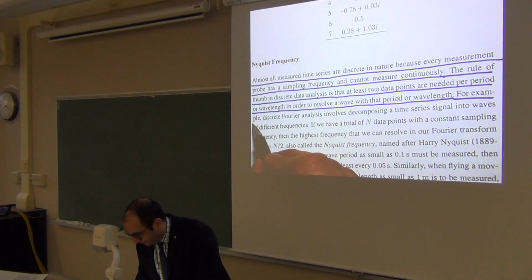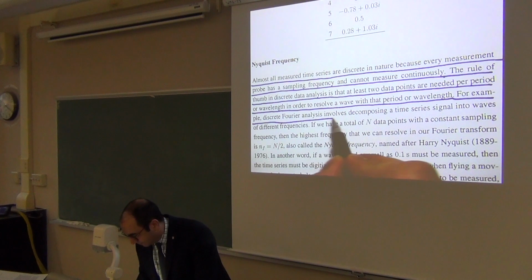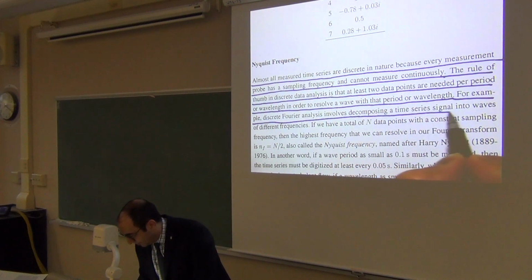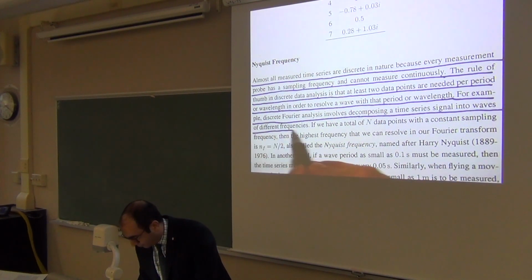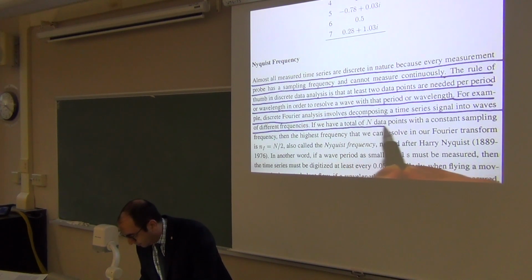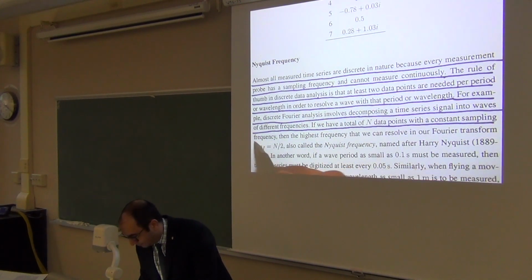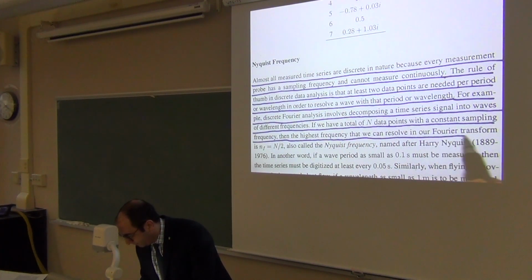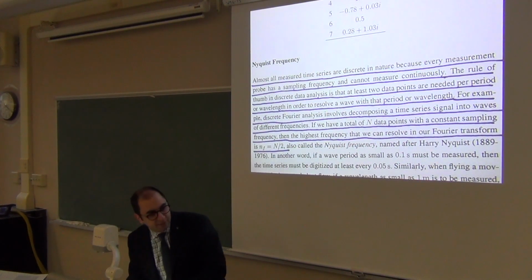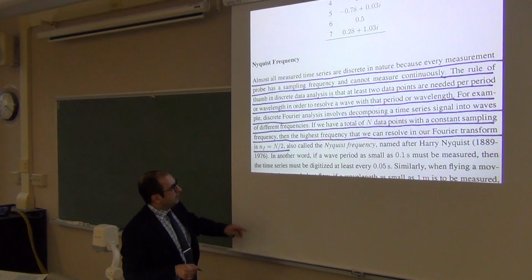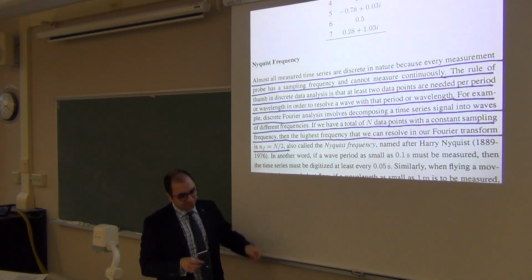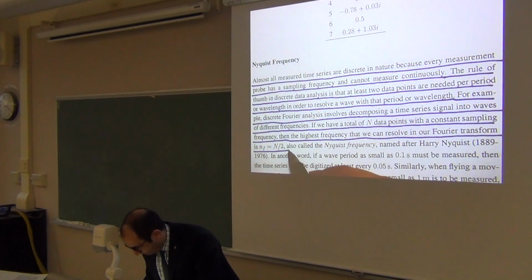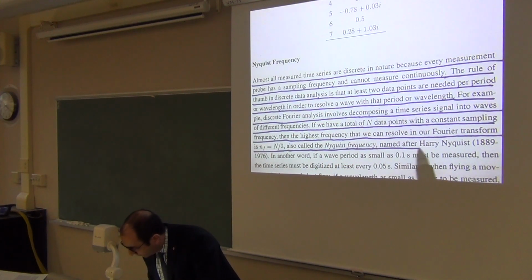For example, discrete Fourier analysis involves decomposing the time series signals into waves of different frequencies. If we have a total of n data points with a constant sampling frequency, then the highest frequency that we can resolve in our Fourier transform is n over 2. This frequency is known as the Nyquist frequency, named after Henry Nyquist.